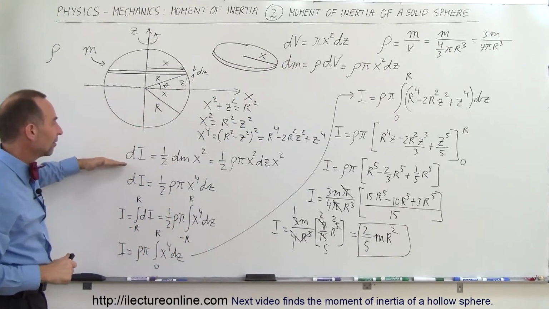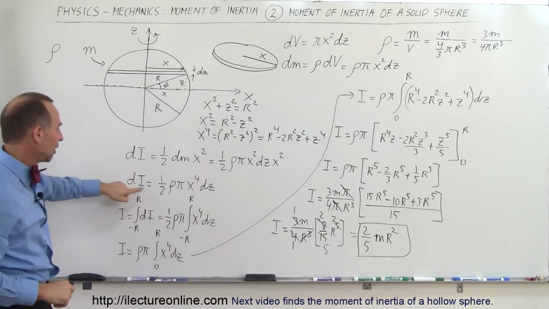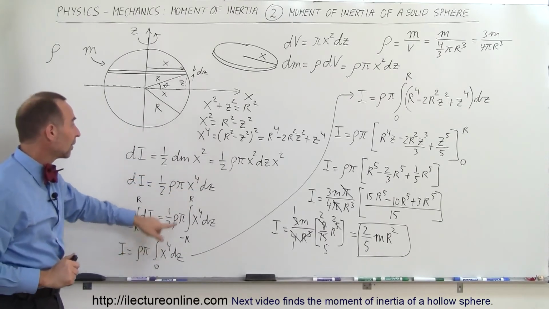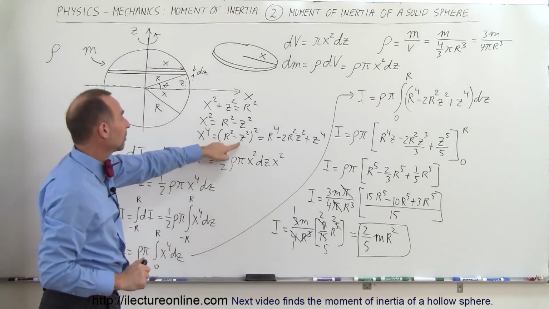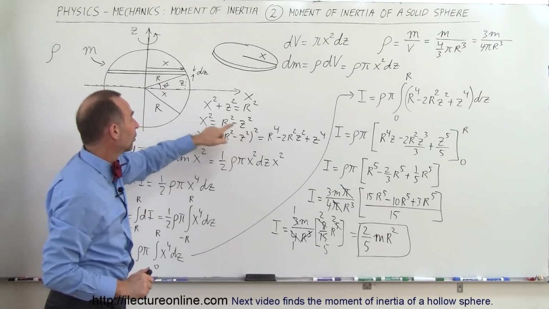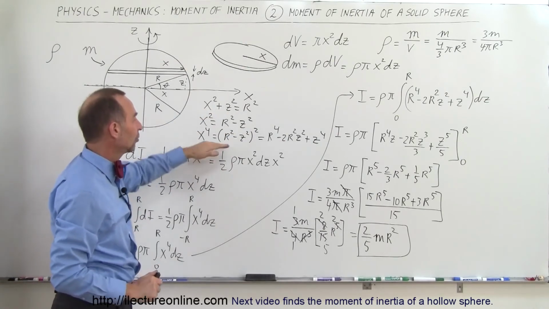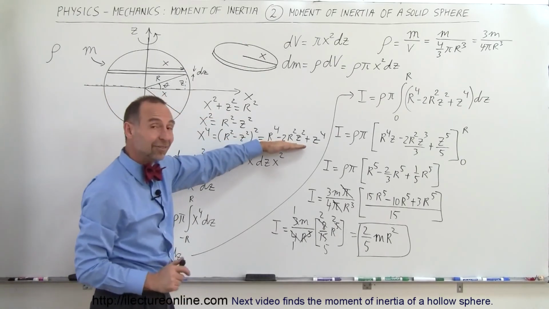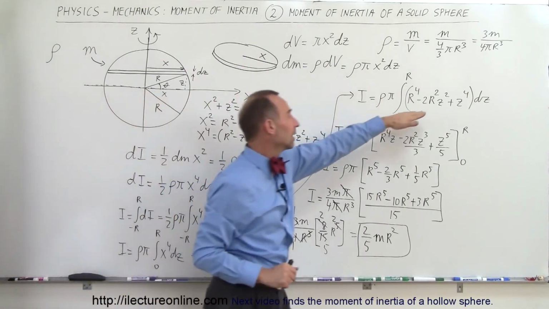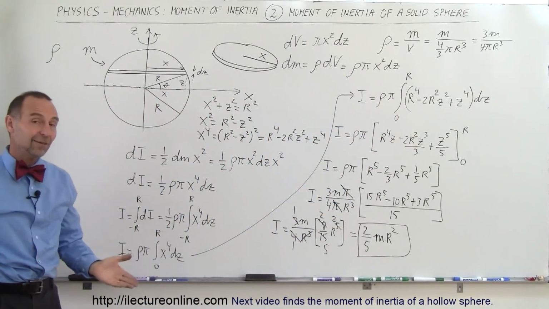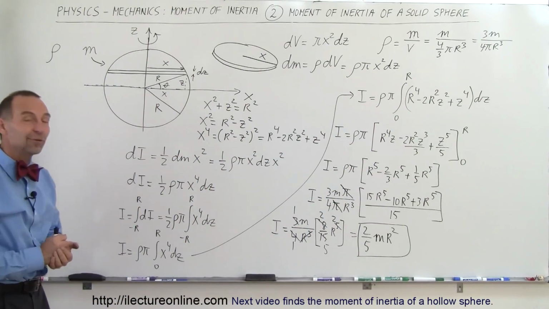So then we realize that if we then plug it in here, we get an equation with x to the fourth and a dz. X to the fourth can be written as r squared minus z squared quantity squared, because we know from Pythagorean theorem that x squared plus z squared equals r squared. And so we get, instead of x squared, we can take this. That is integratable when we put in the integral right there, and then the rest is just algebra at that point. And that's how we find the moment of inertia of a solid sphere.